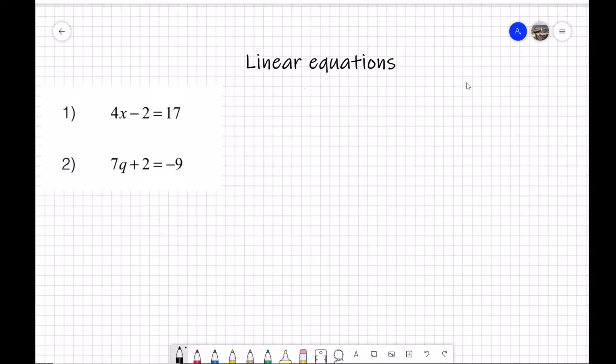Today we're going to take a look at linear equations and see if we can solve these exercises. Alright, let's start with number 1. We have 4x minus 2 and that's equal to 17.